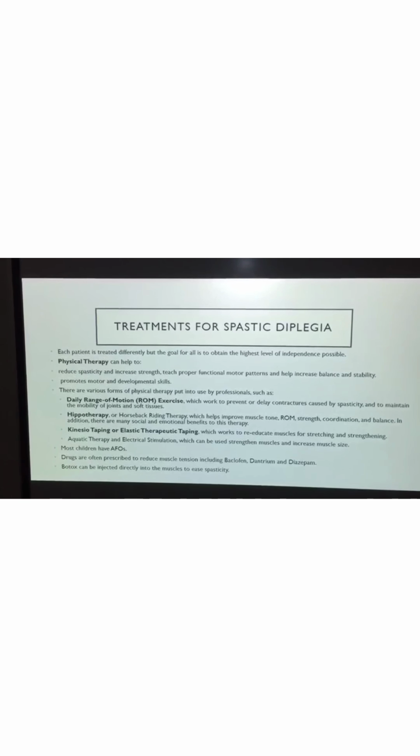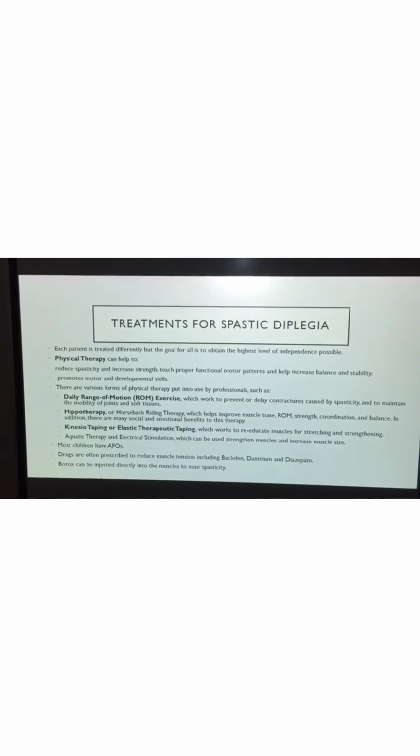Drugs are often prescribed to reduce muscle tension, including baclofen, dantrium, and diazepam. Botox can be injected directly into the muscles to ease spasticity. Surgical treatments can include muscle or tendon lengthening or even cutting to improve muscle function.